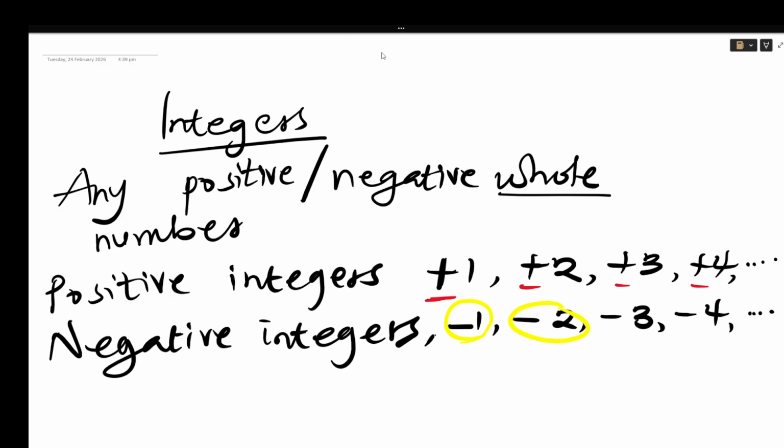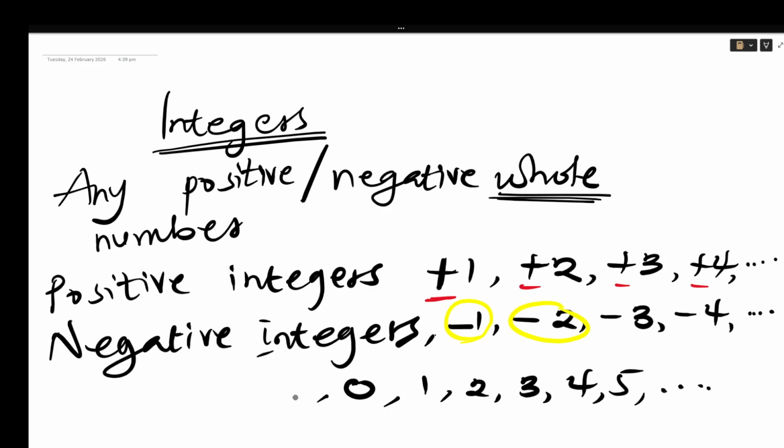So now, if we combine our positive integers with our negative integers, we have integers as a whole. But don't forget, they are whole numbers, so we need our 0 as well. Onto the right of the 0, we have the positives, and onto the left of the 0, we have the negatives, up to infinity. So this becomes the set of integers, and the set of integers is represented by Z.